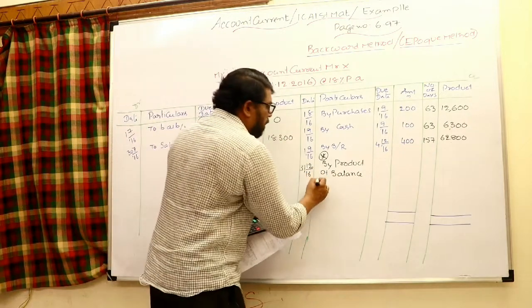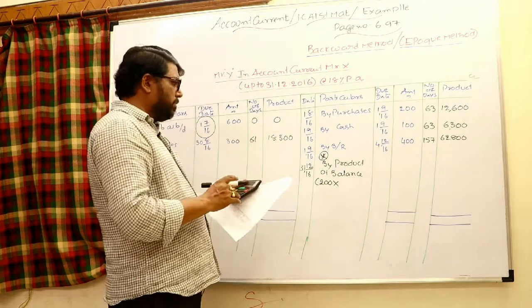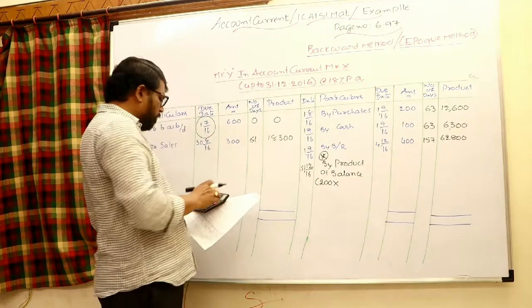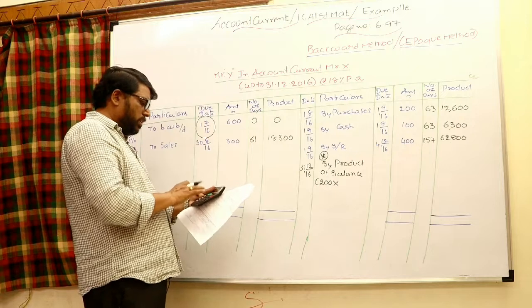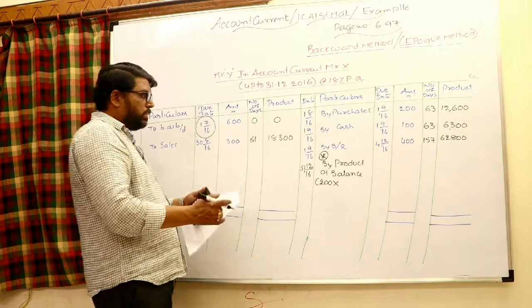Therefore, what is the closing balance here? 200 into the total number of days, which is from July 1st. So July 31, August 31, September 30, October 31, November 30, December 31. Total number of days 183.